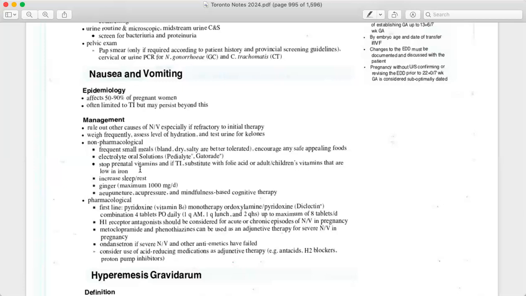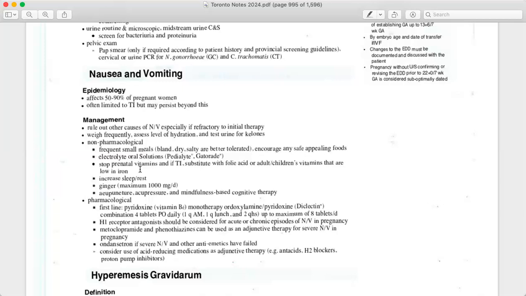Now, if she has already tried all of those things, and I will mention that in the scenario, you are going to move on to pharmacological. Starting with pyridoxine, the first line is vitamin B6. Moving on to pharmacological treatment, you are going to start with pyridoxine, like vitamin B6.